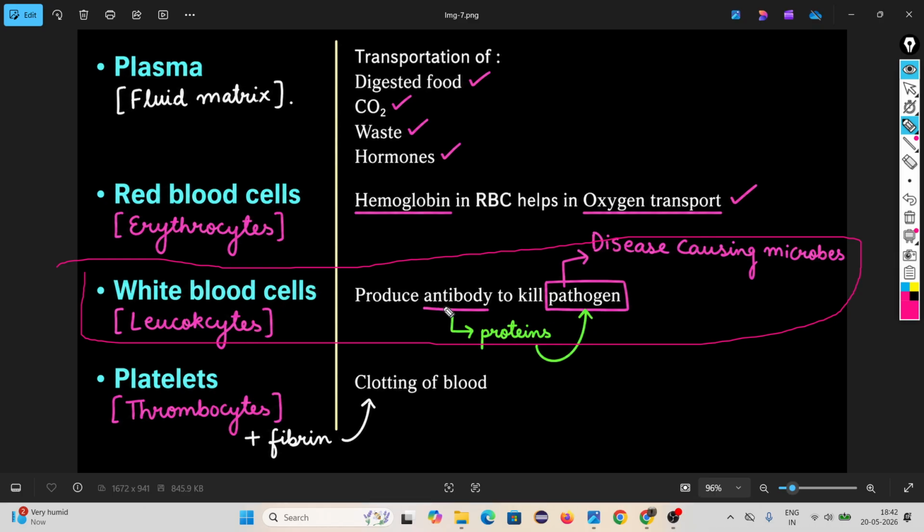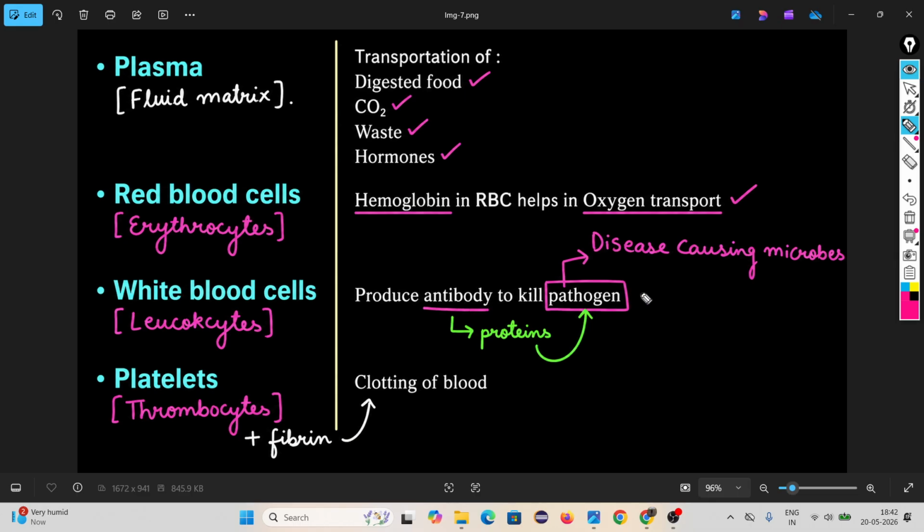To kill these, white blood cells release antibodies. An antibody is nothing but a special type of protein which has the ability to kill pathogens. Pathogen means disease causing microbes. Due to this, white blood cells are also called the defense system of our body, because they protect our body from diseases. Then platelets. Platelets are also called thrombocytes, for clotting of blood.